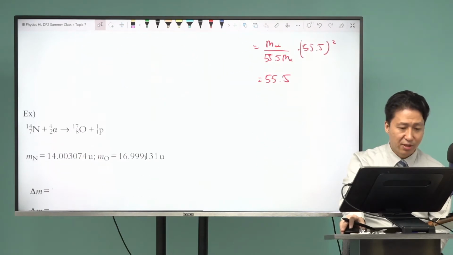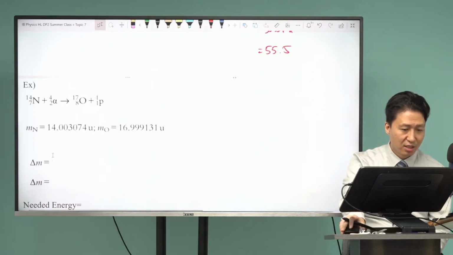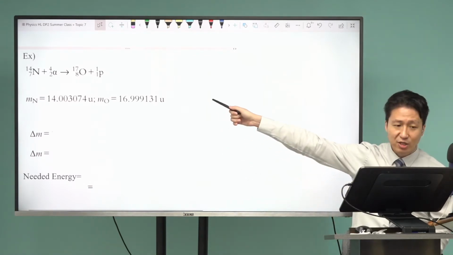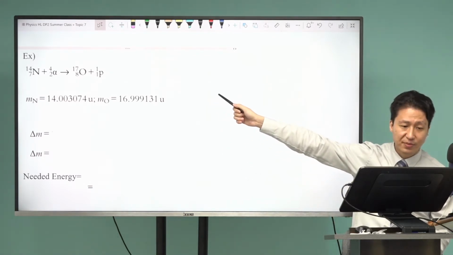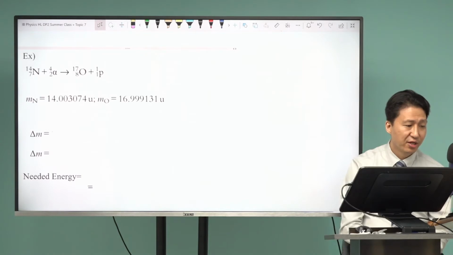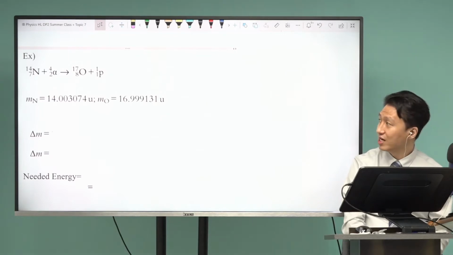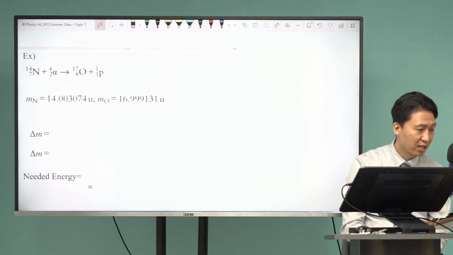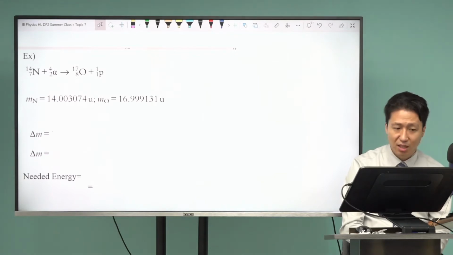All right, next part. Let's try another example. Here, nitrogen-14. And in this example, there is an alpha particle that hits it, right? It hits it, it creates a nuclear reaction and changes it into oxygen, and one proton is knocked off, right?